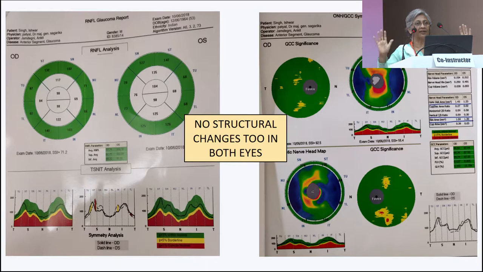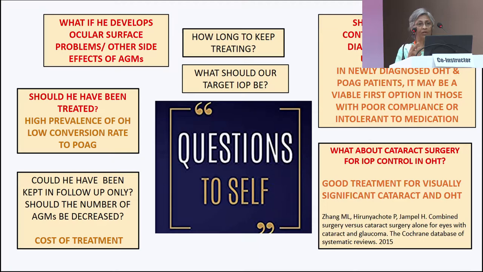But the thing is that when you see these patients, you have to ask yourself some questions. What if this guy develops ocular surface problems when I'm giving so many drugs? What about the other side effects of AGMs? Remember, there are so many systemic side effects of AGMs which you cannot afford to forget. Should I really have treated this patient? Because there's a high prevalence of ocular hypertension, we know that, but a low conversion rate to POAG.